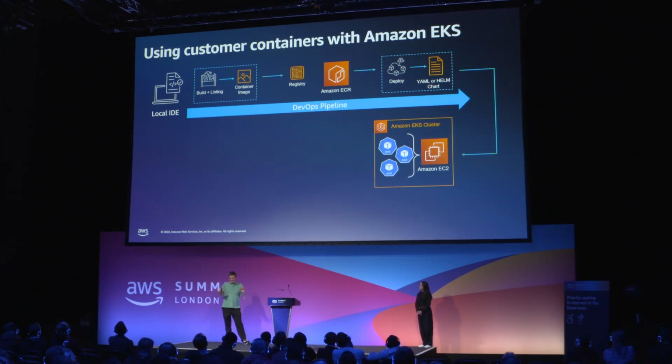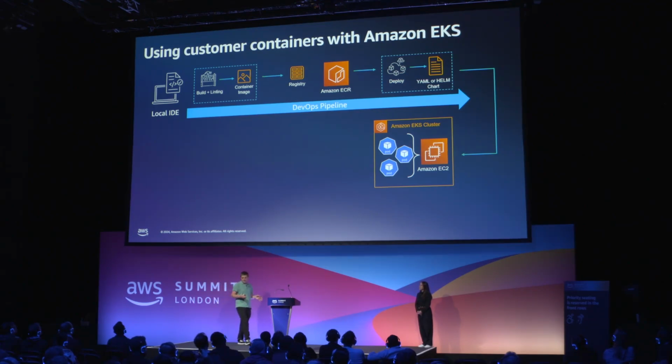So our developer decides on a solution that looks like this. The container build process is automated. When we create our container image, we need to store it somewhere in a registry. Today, we're going to use Amazon ECR, our Elastic Container Registry. In this example, we're using Amazon EKS. So when we deploy, we're going to use something like YAML or a Helm chart to deploy our container to our EKS environment.